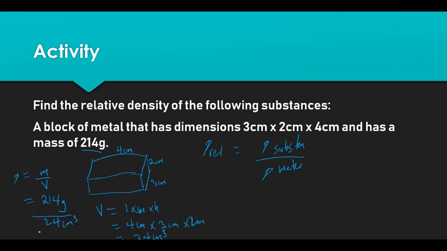So when we divide these two, we get that the density is 8.92 grams per centimeters cube. So we can use that in our formula now, and we'll say that the density of the substance is 8.92 grams per centimeters cube divided by the density of water, which is again 1 gram per centimeters cube. So when we do this calculation, we'll get that the relative density of the metal block here is equal to 8.92. And again, we have no units.